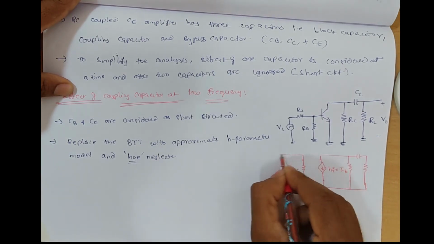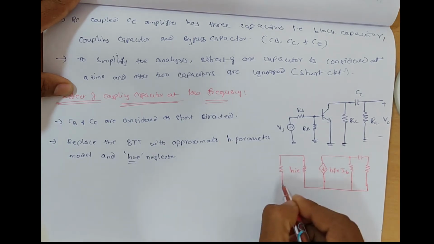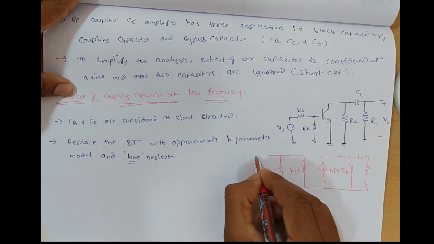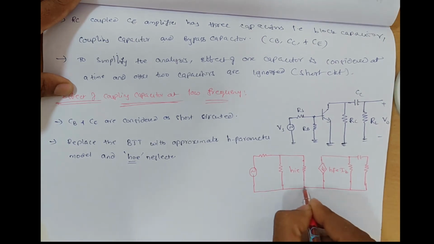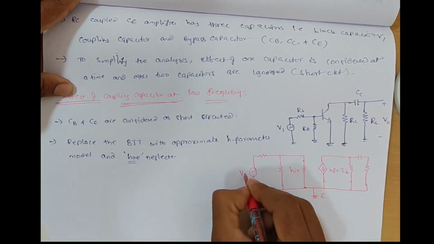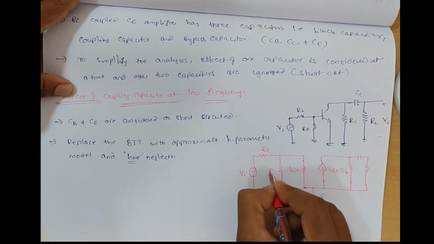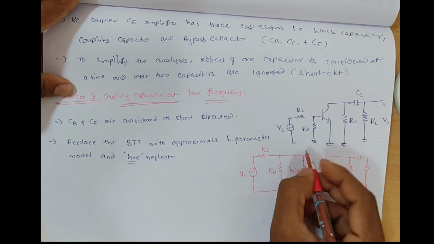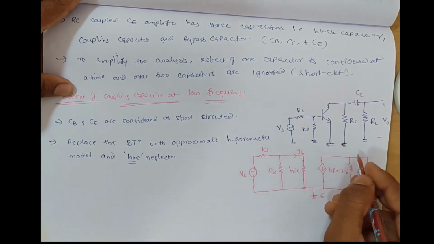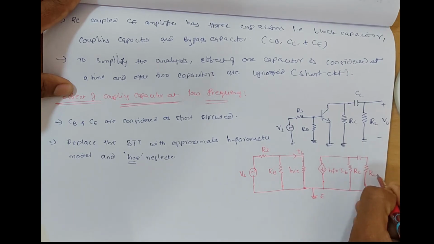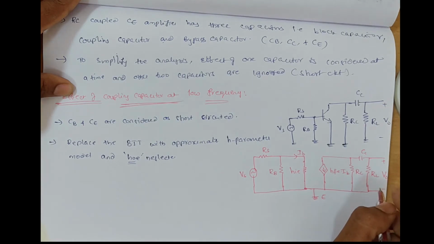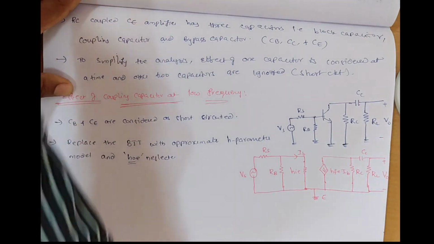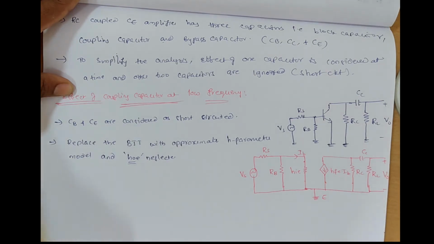At the input side we have RB and RS, then the source voltage. This is the emitter, this is the source voltage, this is the source resistance RS, this is RB, and the current flowing in this is IB, and this one is RC, this one is RL, this is CC. The voltage across this load is V0. So this is our approximate H parameter model.